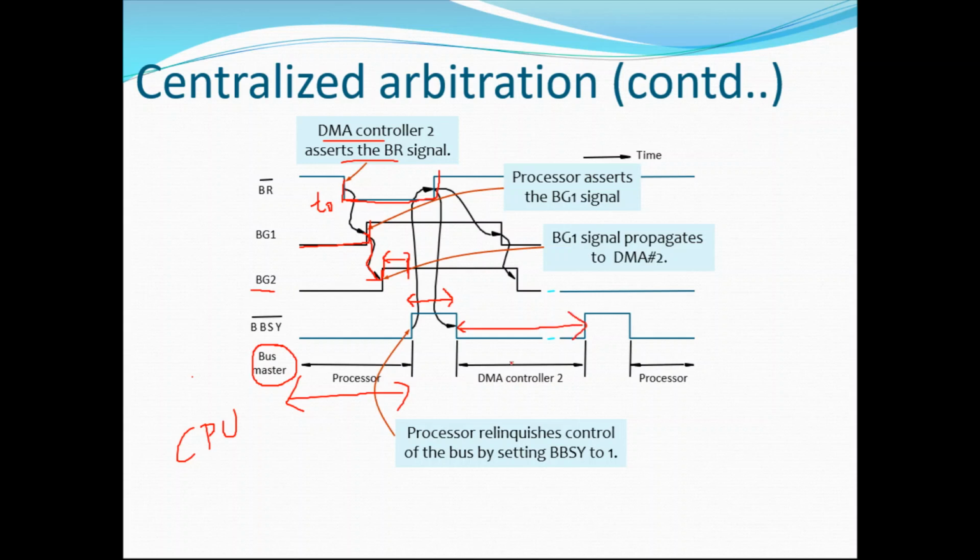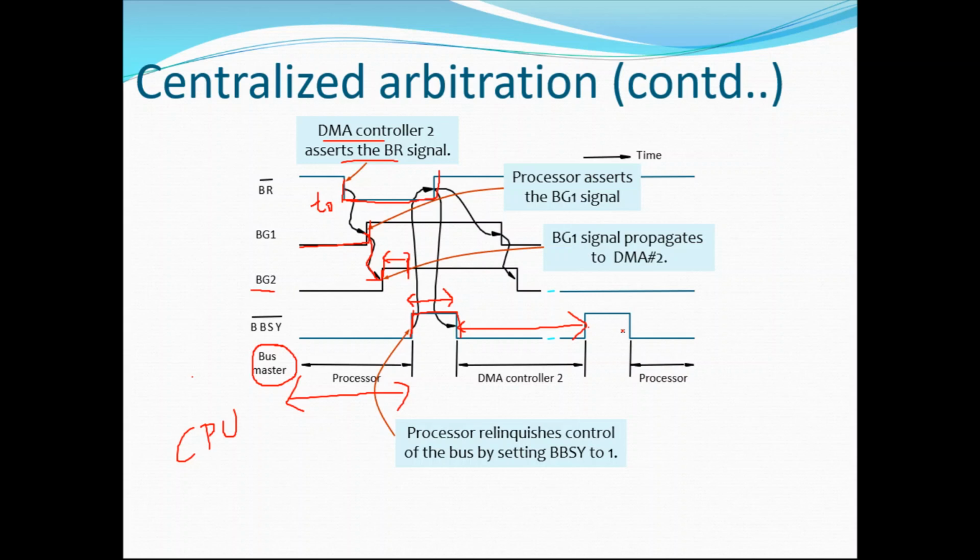He is using the bus. During this time, who is the bus master? The processor is the bus master. Starting from this time onwards, DMA2 is the bus master. Maybe DMA2 uses it for some amount of time, and then gives it back to the processor. During the transfer time, nobody is the bus master. During this time it is transferred from the processor to DMA controller 2, and during this time from DMA controller 2 back to the processor.